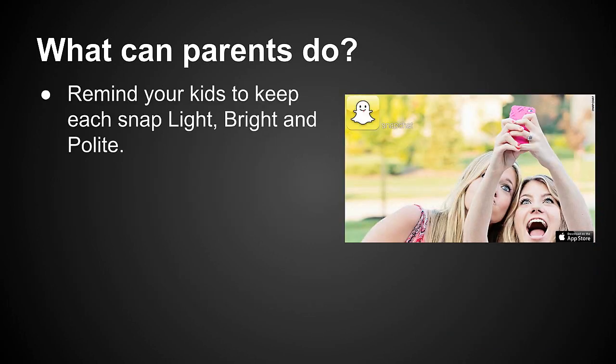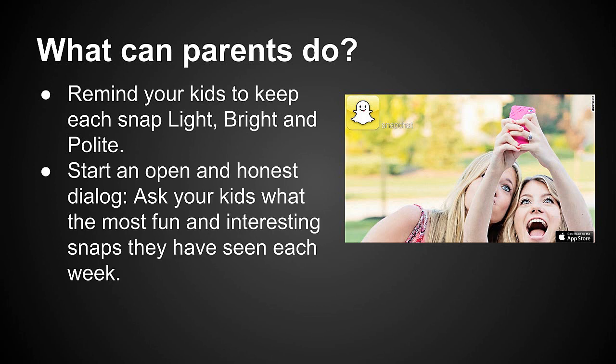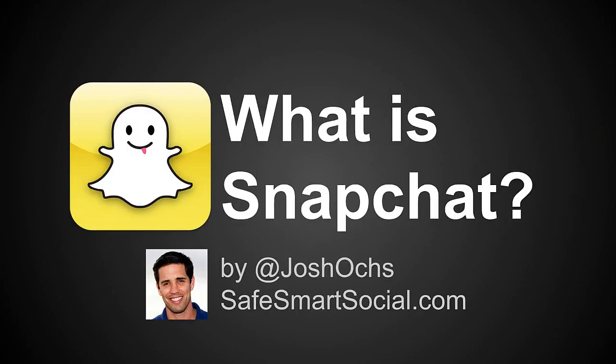Now, what can parents do? Remind your kids to keep each snap light, bright, and polite, as you can see on the right-hand side, these two women smiling and Snapchatting. And then also start an open and honest dialogue with your kids. Ask your kids what the most fun and interesting snaps are that they've seen each week. Look for that logo on the left in your kid's phone. Find out, ask them, start a dialogue.